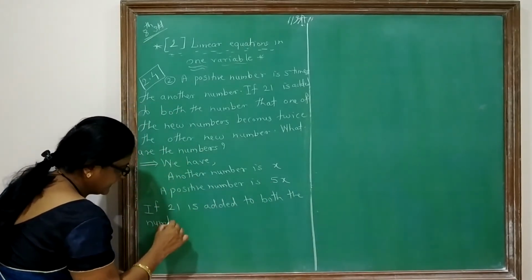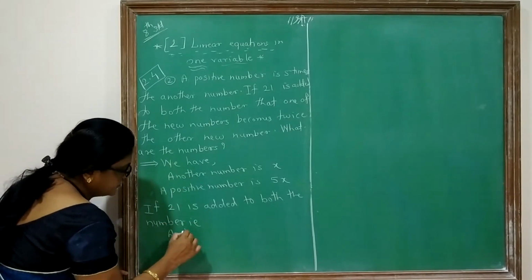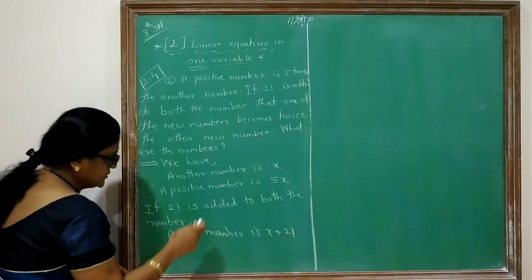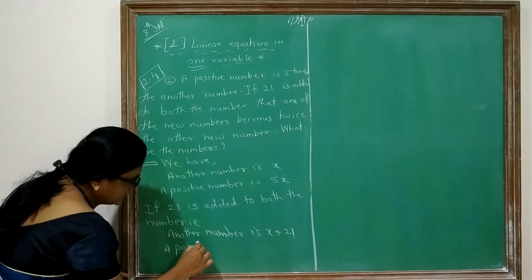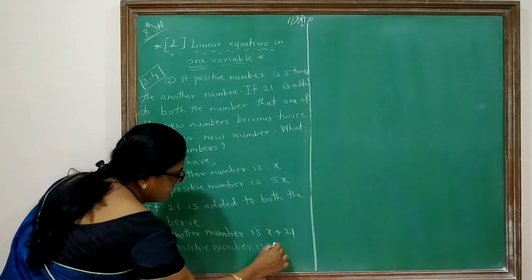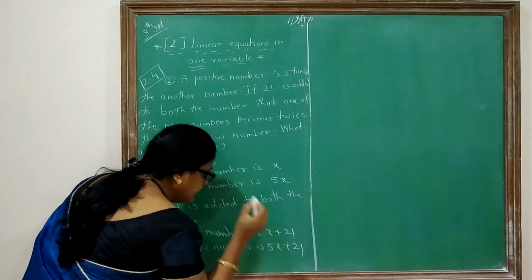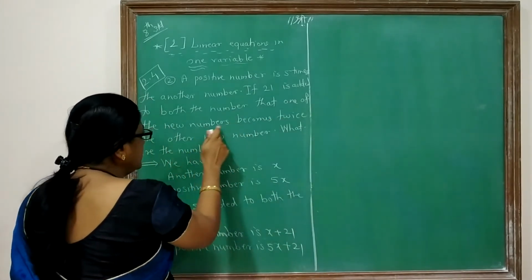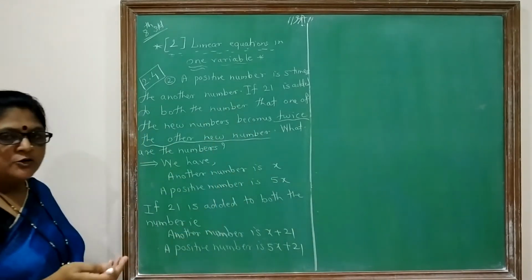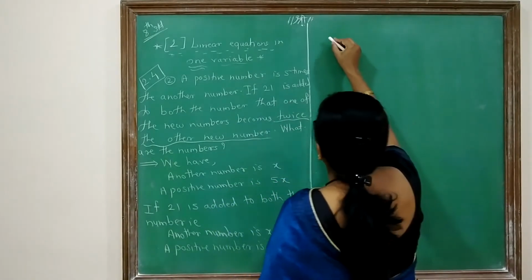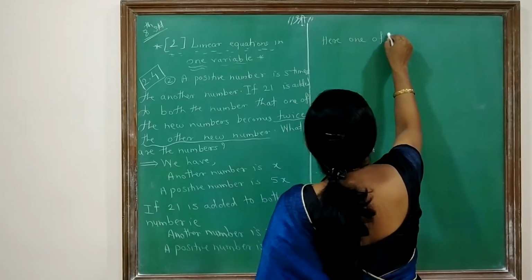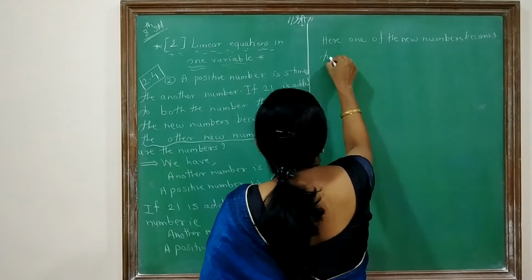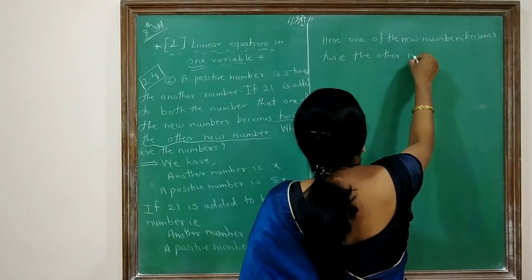If 21 is added to both the numbers, that is your another number, you will add 21, then you will get x plus 21. And here a positive number you will add 21, then you will get a positive number is 5x plus 21. In both the numbers added 21. Here this sentence is complete. Then next is that one of the new numbers becomes twice the other new number. Twice means double. Next condition is what? Here one of the new numbers becomes twice the other new number.